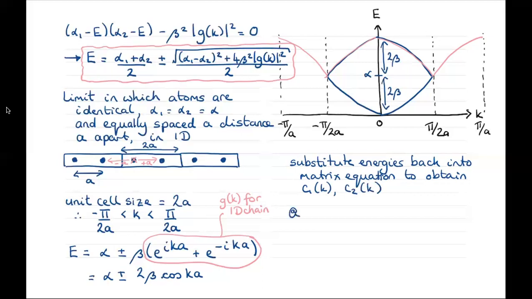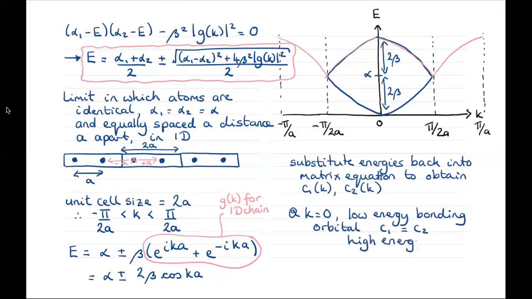And if we did that, we would find that k equal to 0 for the low energy bonding orbital, we would get C1 equal to C2, and for the high energy antibonding orbital, we get C1 equal to minus C2, as before.